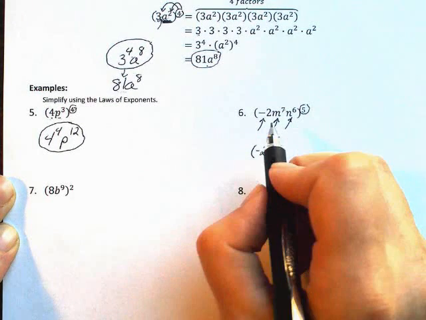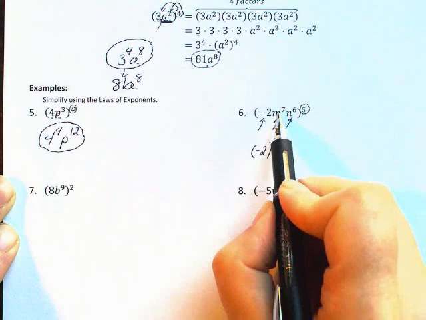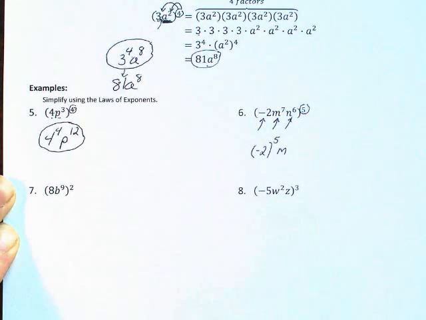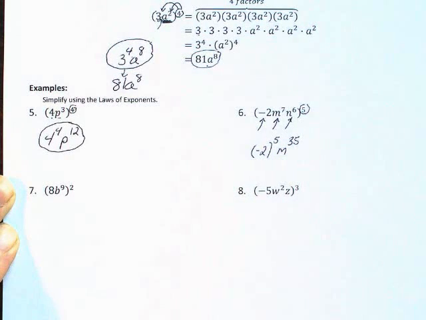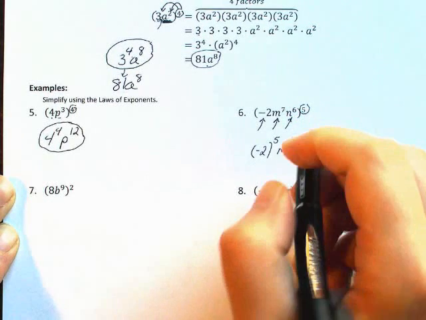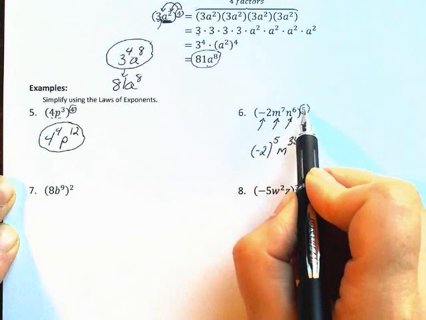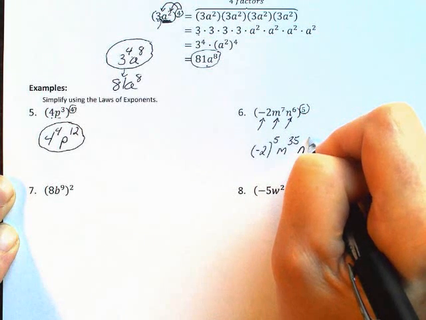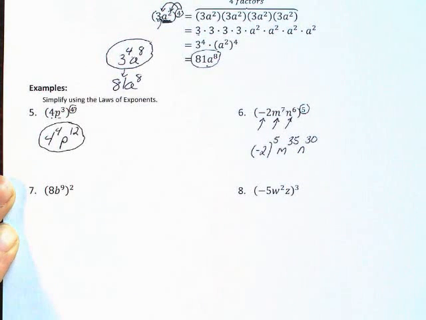Now let's move over to the m to the 7. We want to take m to the 7th power and raise to the 5th power. That's m to the 35 power. Now let's move over to the n to the 6th. Let's take n to the 6th power and raise to the 5th power. What would this exponent be? A 30. Here's the result.